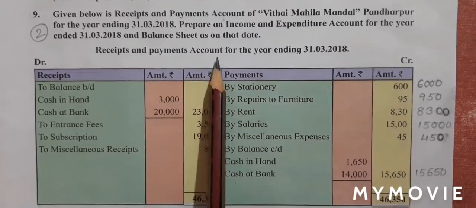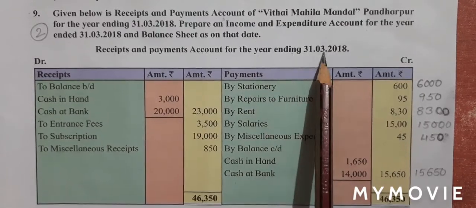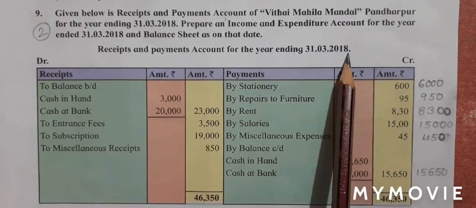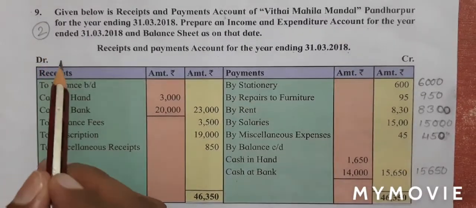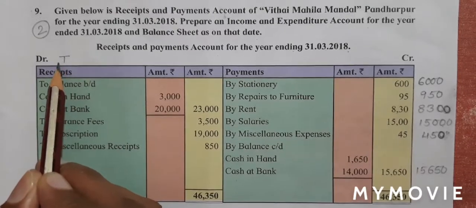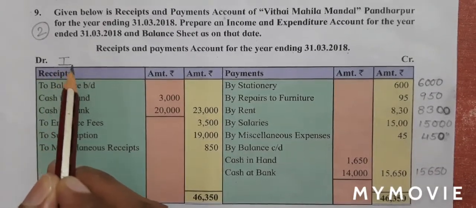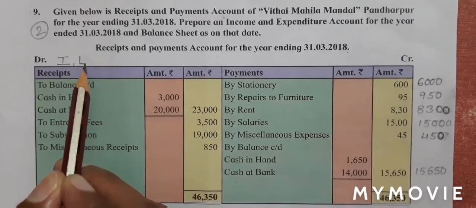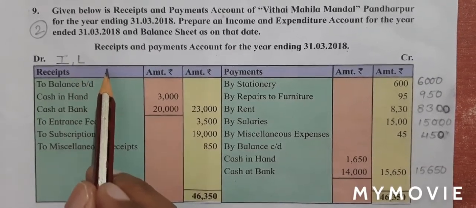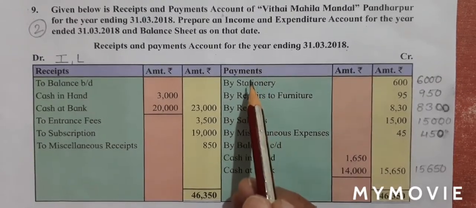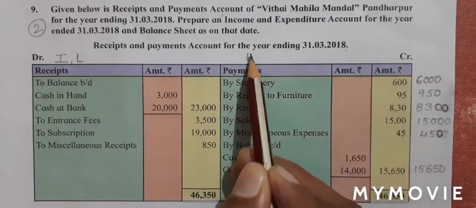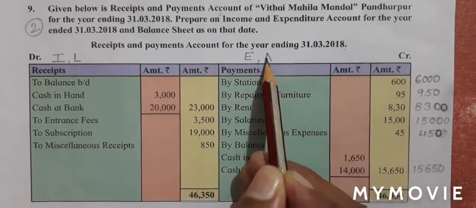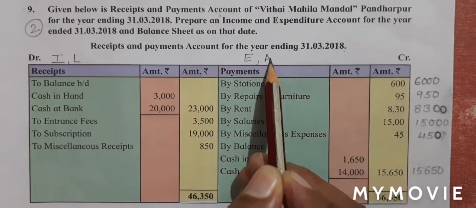Receipts and payments account for the year ending 31st March 2018. Before we begin, students, let us recall our symbols. On the receipt side, we will have income, which will be indicated with the symbol I, liability, which will be indicated with the symbol L, and there could be a sale of asset. On the payment side, we will have expenses, which will be indicated with the symbol E, and asset, which will be indicated with the symbol A.